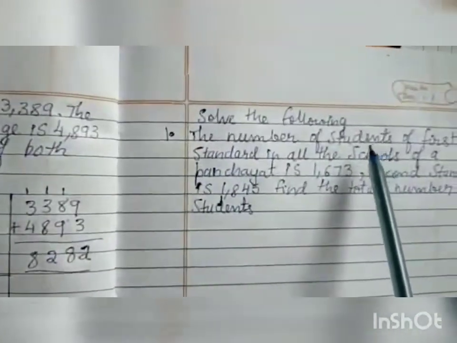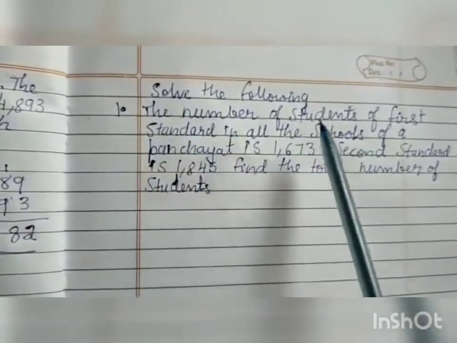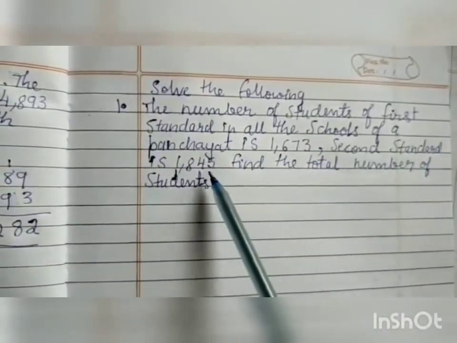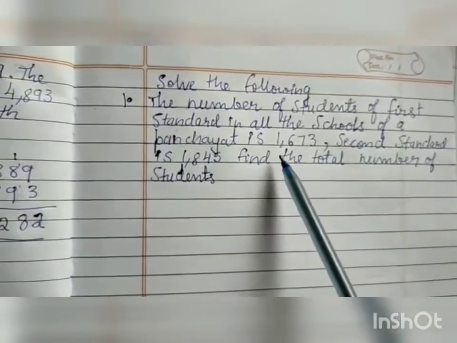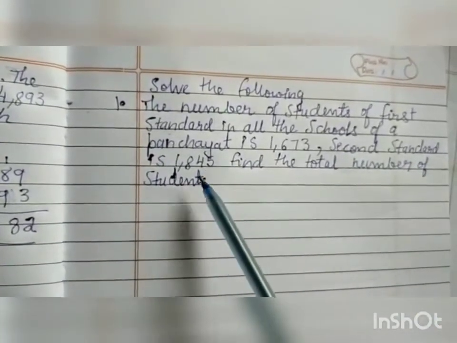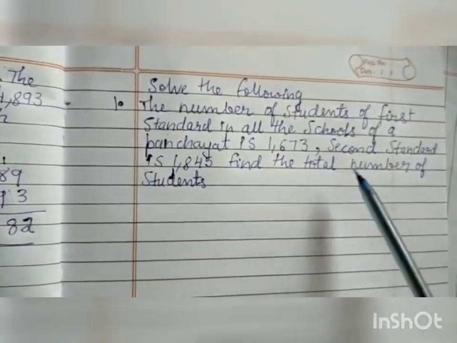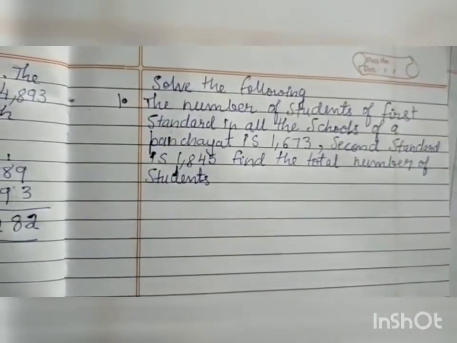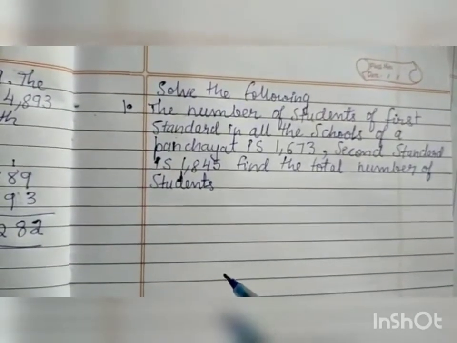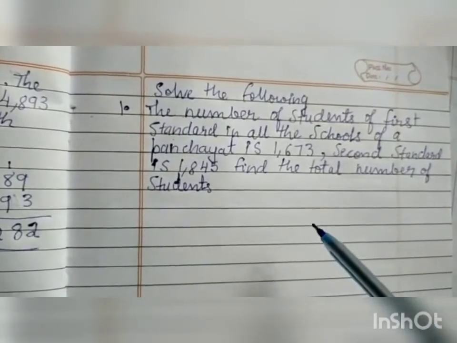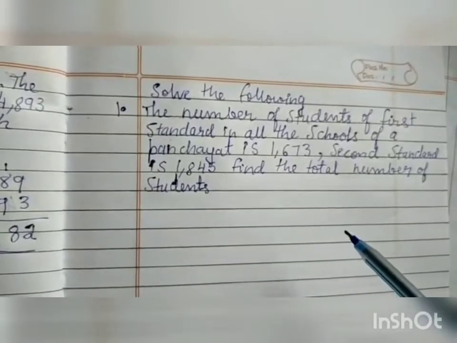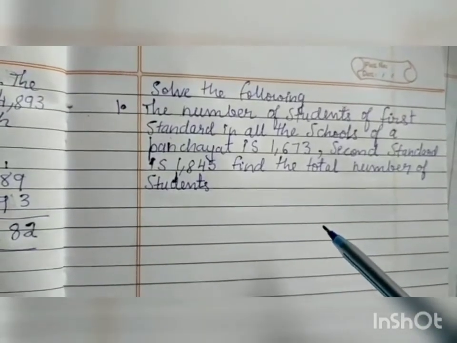Next comes, solve the following. The question is, the number of students of first standard in all the schools of a panchayat is 1673 and second standard is 1845. Find the total number of students. They have given the students of two classes, that is first standard and second standard. You need to find the total, means you need to add up both the numbers and you will find the total, but you have to solve by writing the statement which I have shown you in this same class.